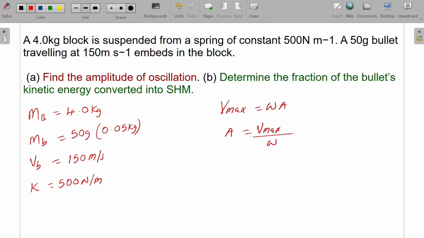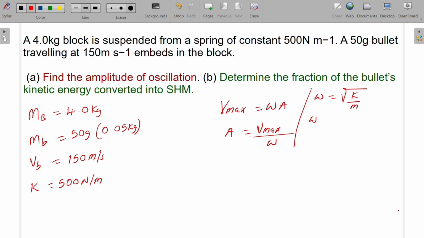And then we'll just need our angular frequency, and that will help us find our amplitude. So let's quickly do that. We understand to say angular frequency can be calculated by the formula that says the square root of k over m.